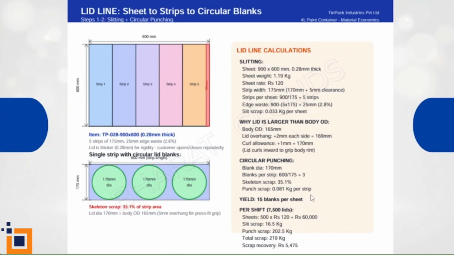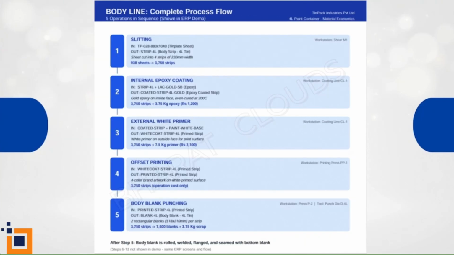Per shift, 500 sheets at 120 rupees equals 60,000 rupees. Slit scrap 16.5 kilograms, punch scrap 202.5 kilograms, and the total is 219 kilograms. Scrap recovery 5,475 rupees. This page shows all 5 bodyline operations in sequence, exactly as they appear in the ERP work order.